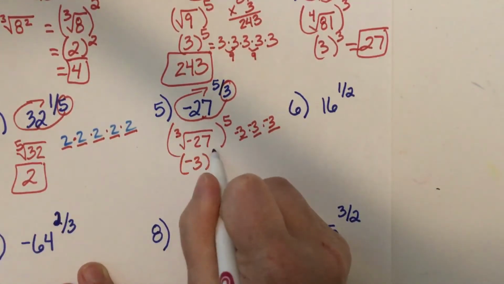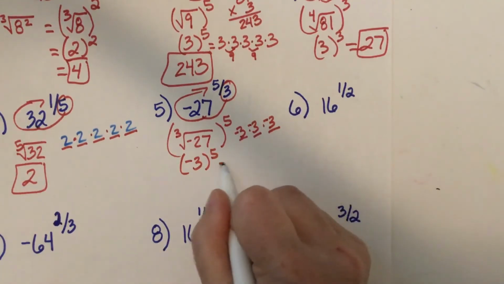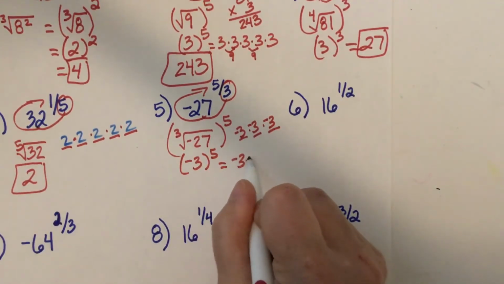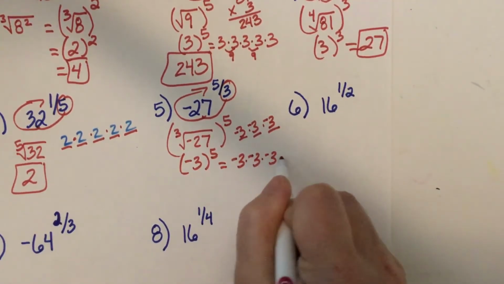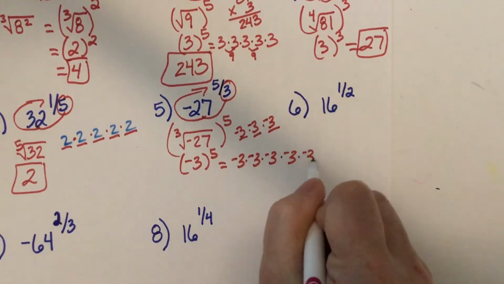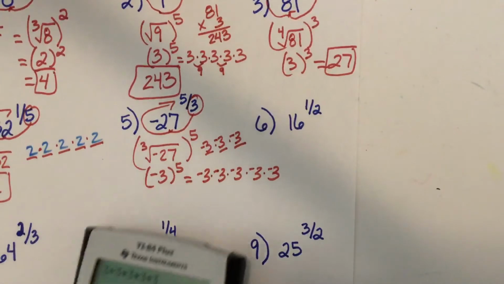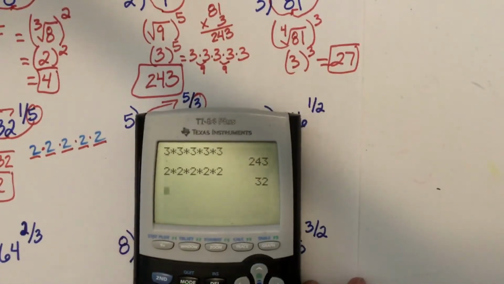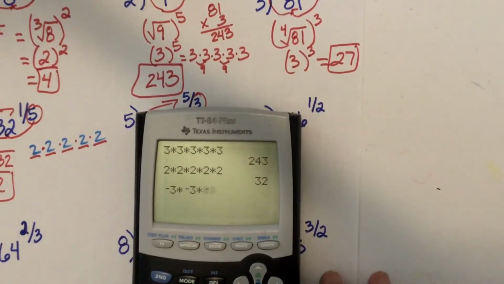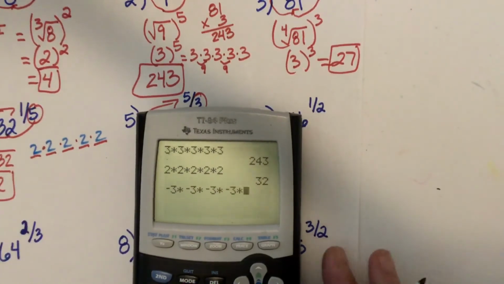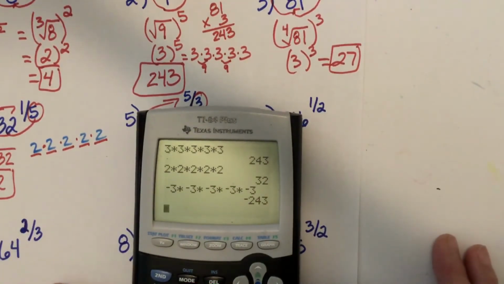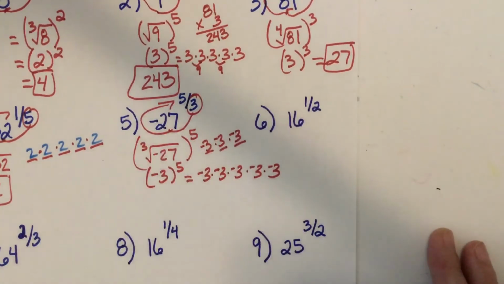And then I want to raise that to the 5th power. So I want to take negative 3 times negative 3 times negative 3 times negative 3 times negative 3. I already did this up above, but this time I'm going to use my calculator. It makes a negative 243. And that's my answer.